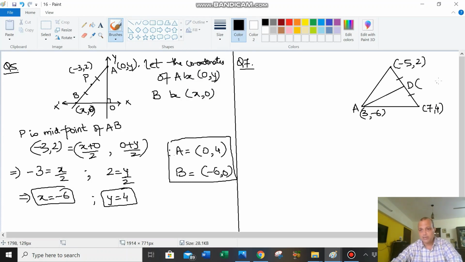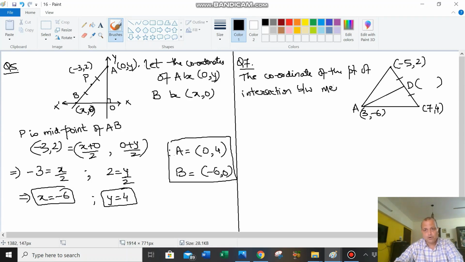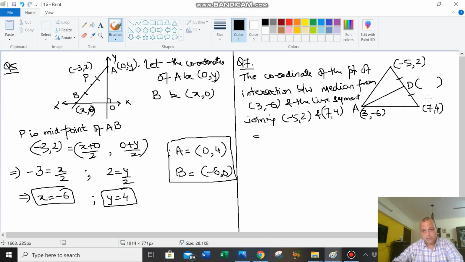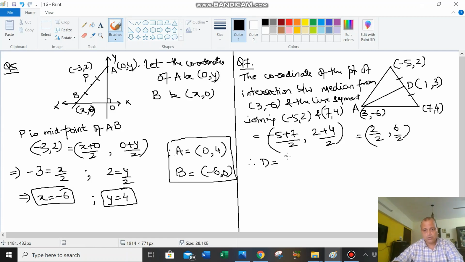First we will need to calculate the coordinates of D. The coordinates of the point of intersection between the median from 3 comma negative 6 and the line segment joining negative 5 comma 2 and 7 comma 4. Let's find the coordinates using the midpoint formula: negative 5 plus 7 upon 2 and 2 plus 4 upon 2. So this will be 2 upon 2 and 6 upon 2. So this coordinate is 1 comma 3. Therefore, D is equal to 1 comma 3.